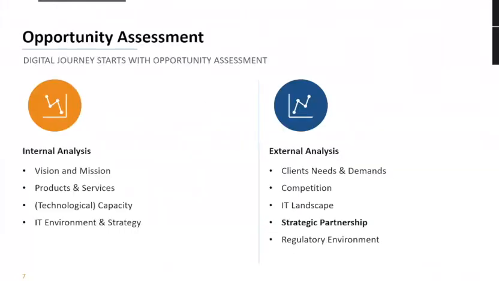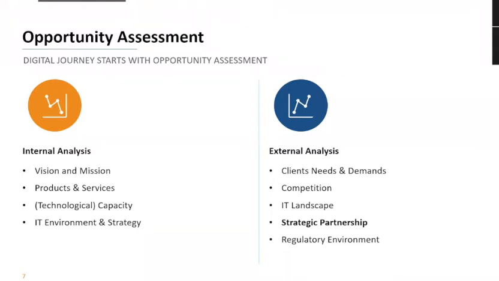When is the digital journey actually starting? The digital journey starts from the opportunity assessment, and opportunities have to be assessed internally as well as externally. So internally, first of all, let's have a look at our vision and mission, whether the digitalization is going in line with our mission and vision. Second, products and services: what we offer now, what technological capacity we have now, and what the IT environment and strategy are within the institution. So that's internally.